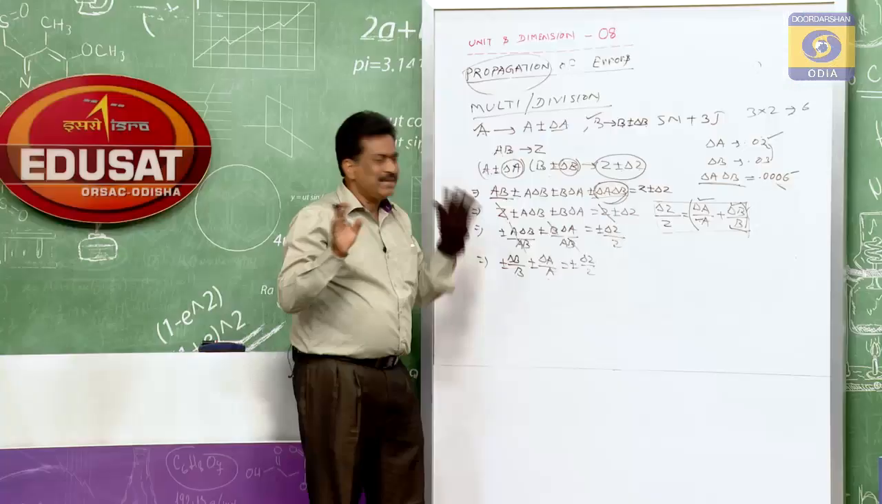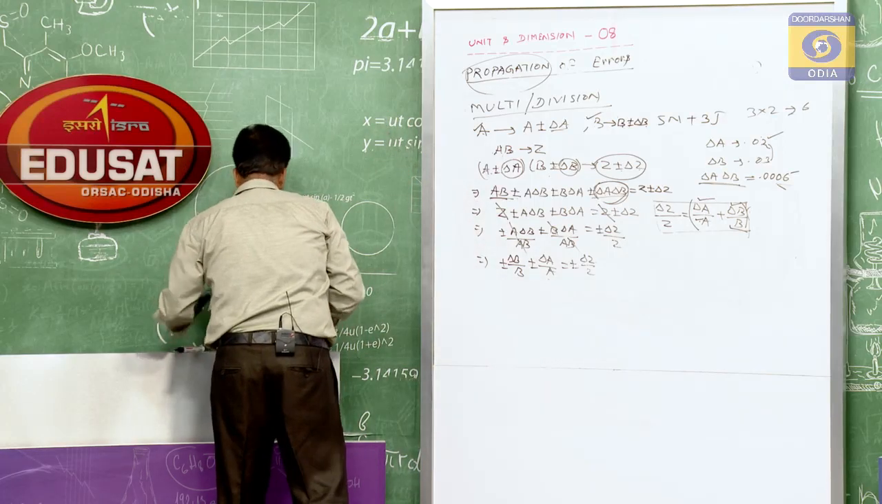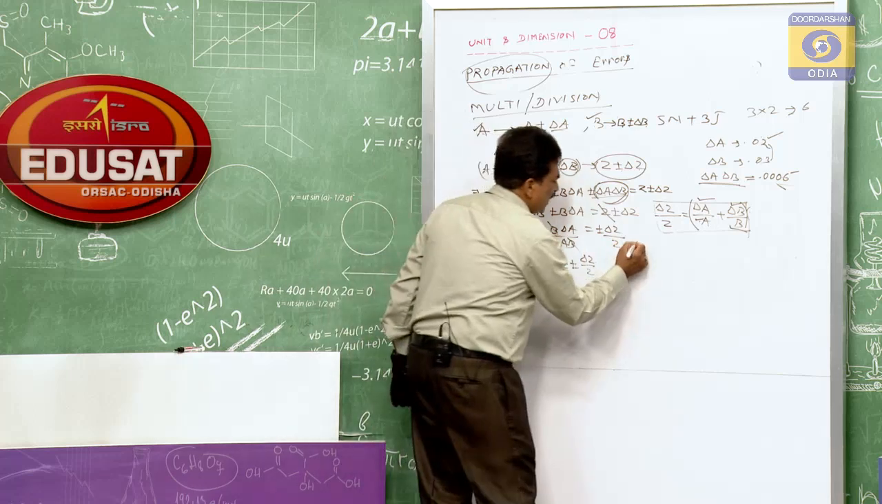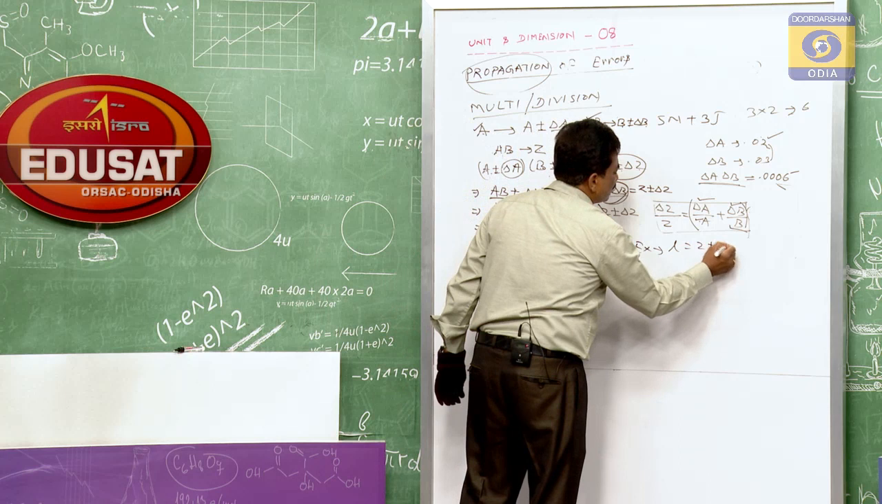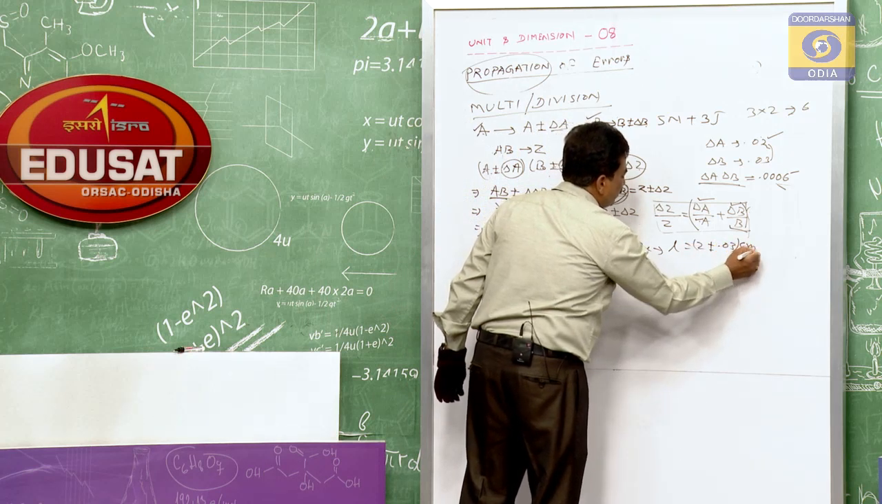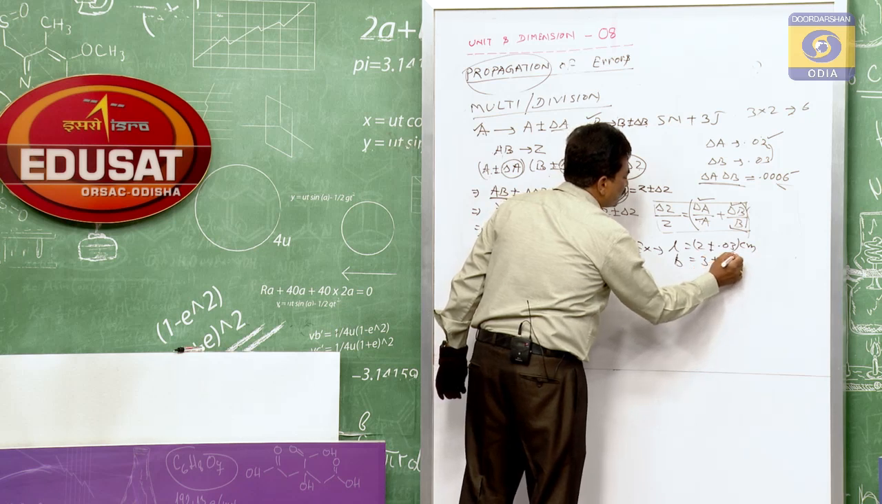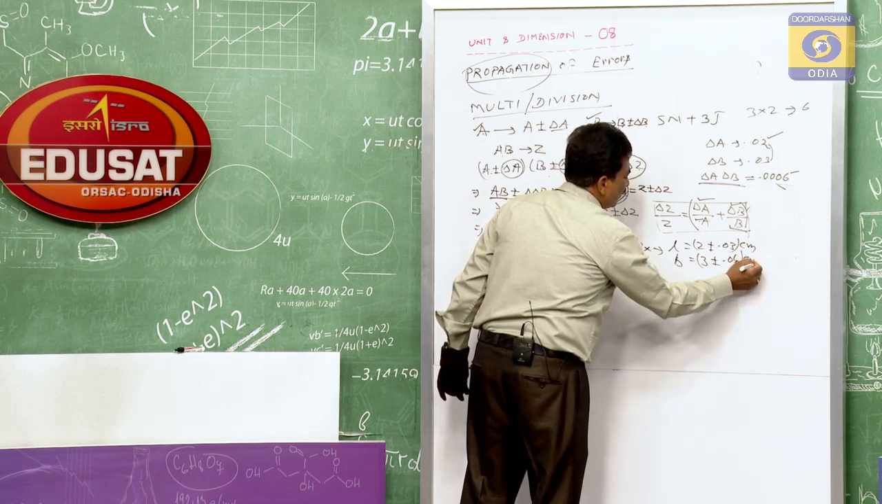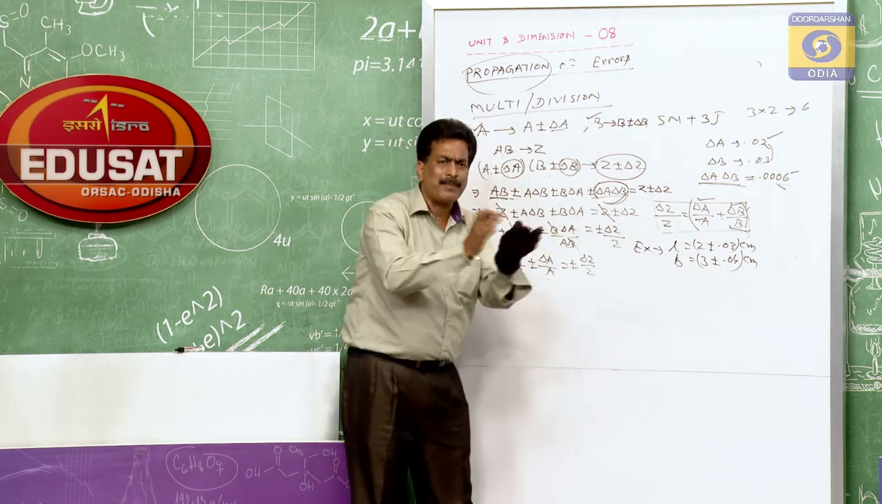Are you clear, my students? If we go for an example, the same example, suppose L is equal to 2 plus or minus 0.03 centimeter and B is equal to 3 plus or minus 0.04 centimeter. So these two we have to multiply.